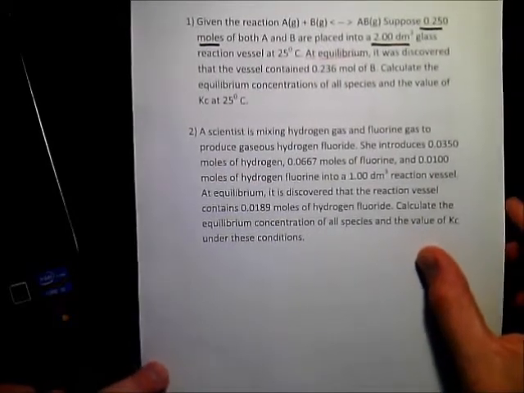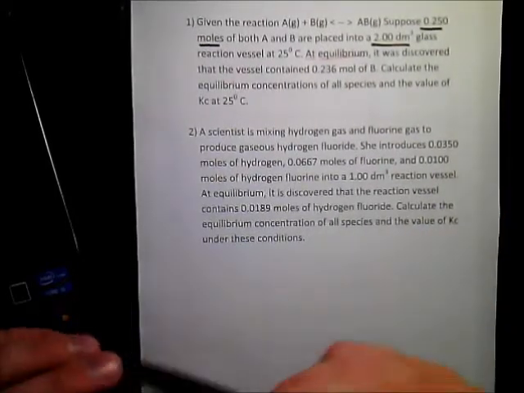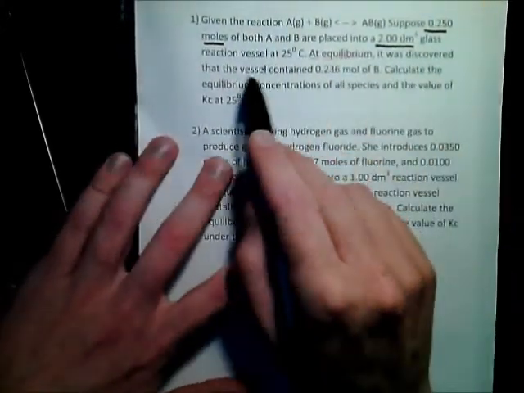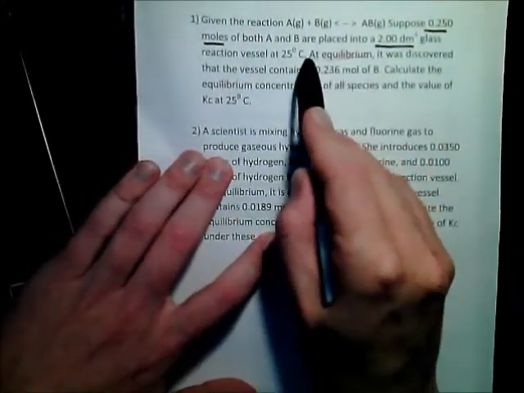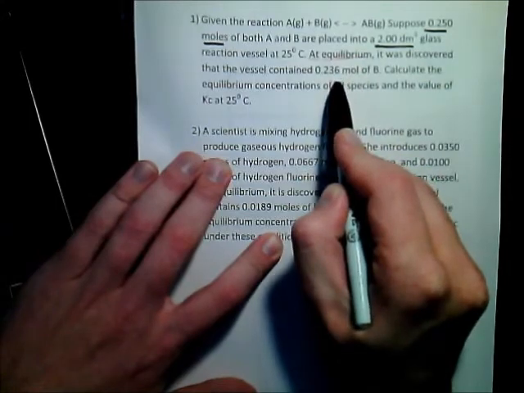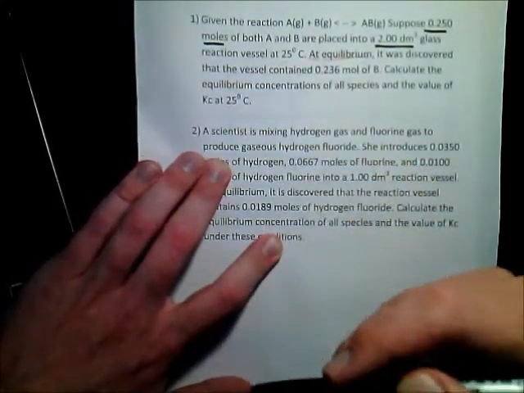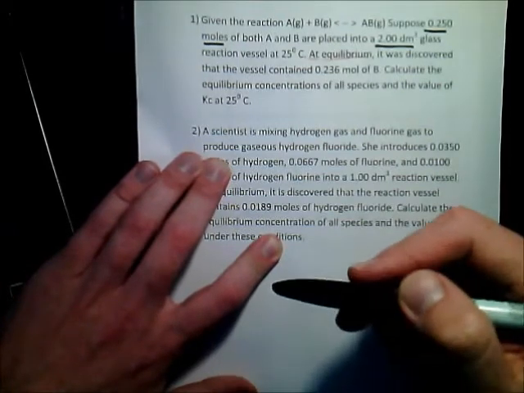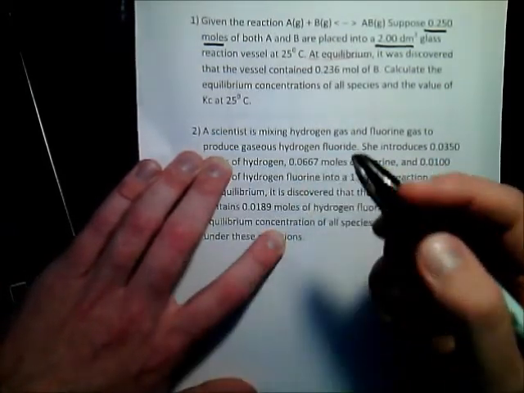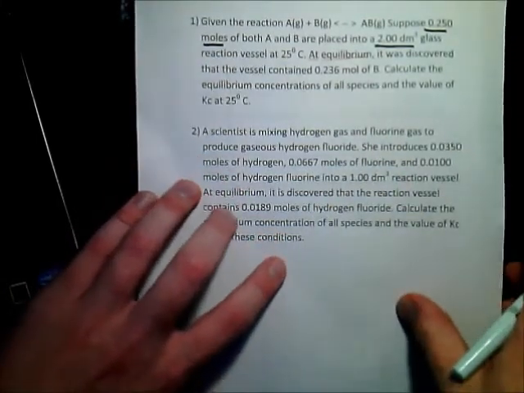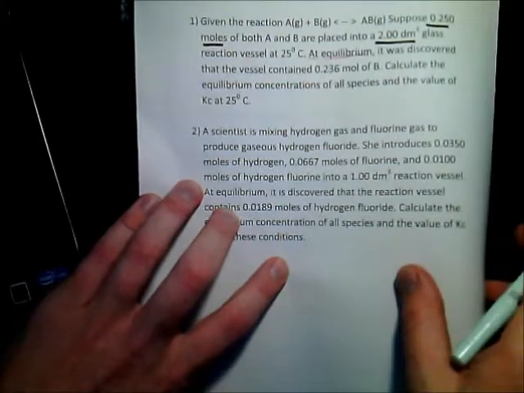So now what we're going to look at is, we're going to notice this reaction vessel that contains 0.236 moles of B. So it was discovered that the vessel contained 0.236 moles of B at equilibrium. There's those key words. So we do know one of the equilibrium amounts. This is huge when the problem tells us one of the amounts at equilibrium. It makes all the difference in the world in how we approach the problem. So we're given that amount at equilibrium, and we're given 0.236 moles of B.